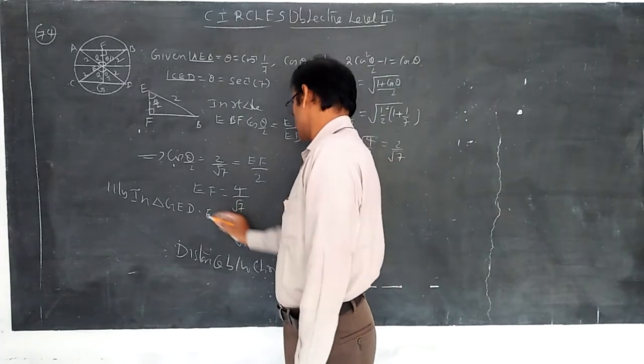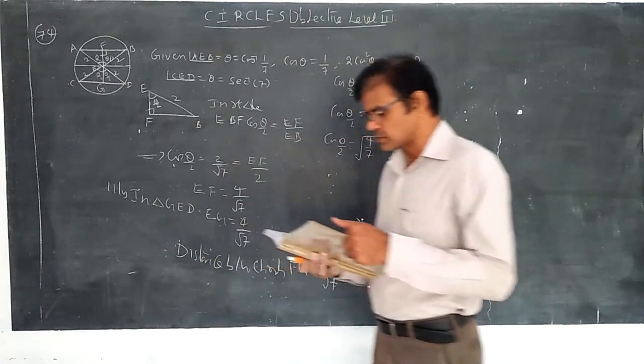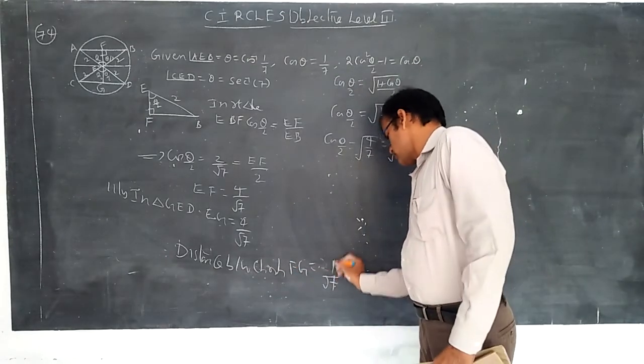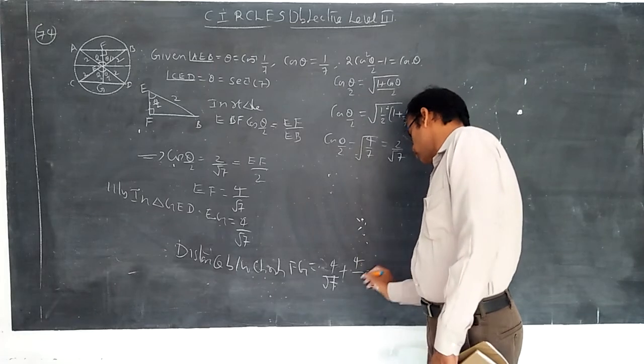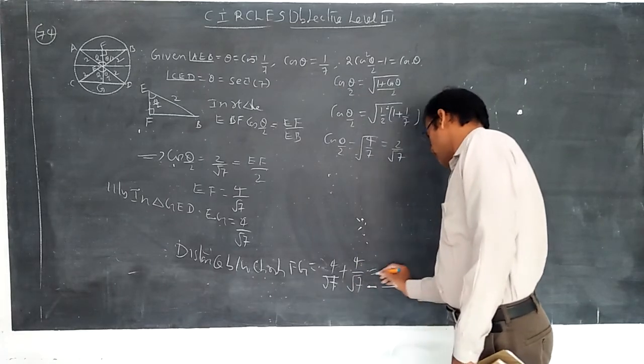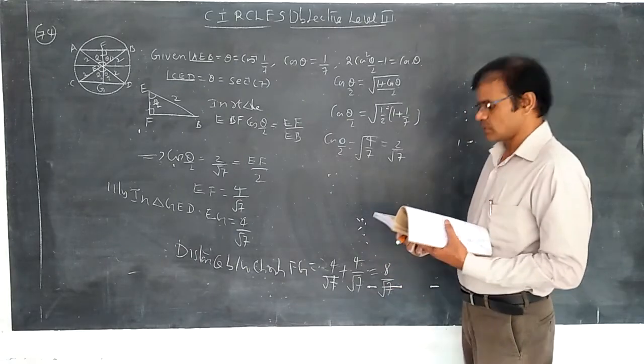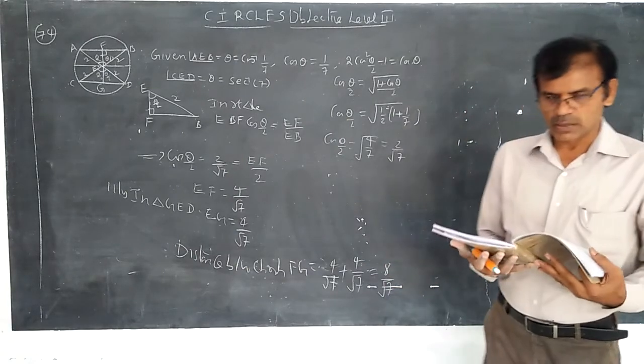EF is equal to, of course, 4 by root 7. So 8 by root 7 is the length of the chord, not 2 by root 7. 4 by root 7 plus 4 by root 7, the length of the chord is equal to 8 by root 7. According to the options here, it is the second option.